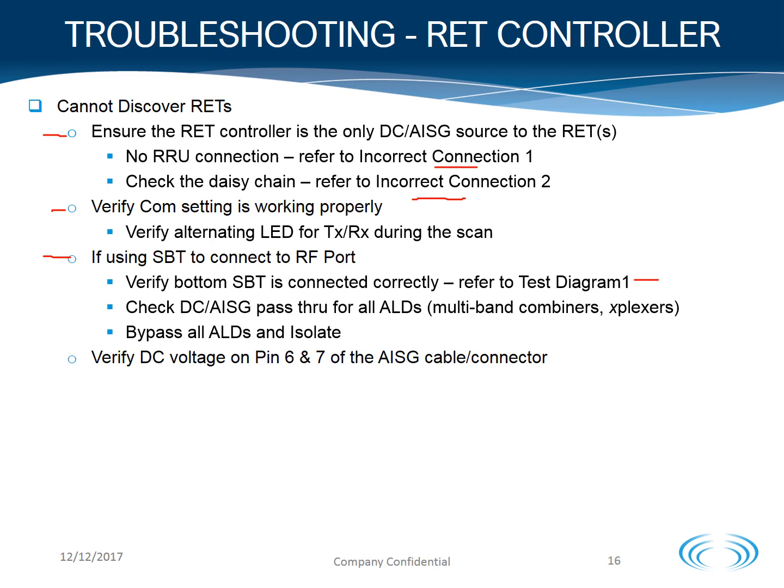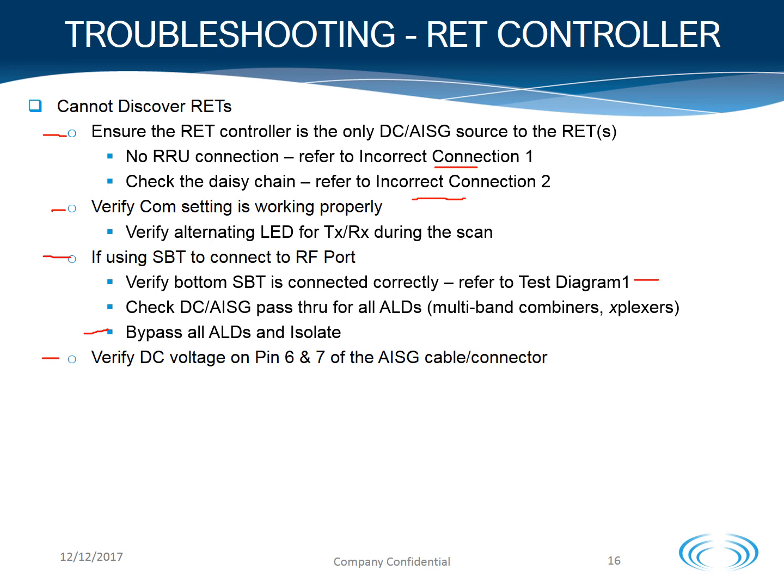If you are still having issues, bypass the ALDs in line and go directly to the antenna up top by sending the Smart Bias T, the bottom Smart Bias T, up to the top and using a home run cable to connect directly to the RETs on the antenna, bypassing all of the ALDs.